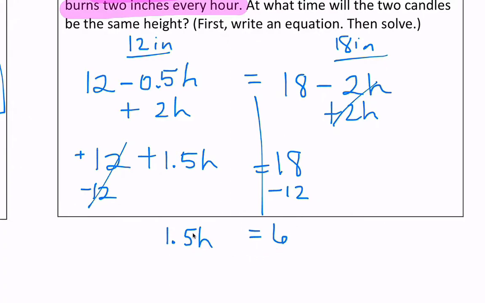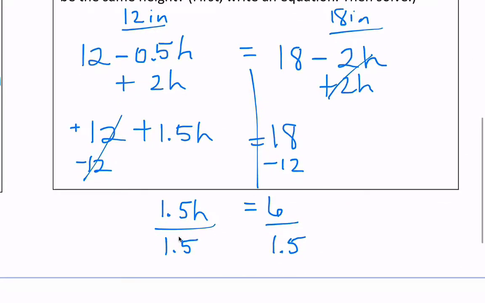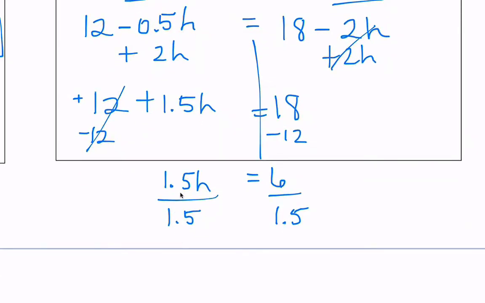All right, so to get h by itself, I get rid of this 1.5. Notice it's touching the h, which means multiply. The opposite of multiply is divide. I'm going to divide by this coefficient that I don't want, so divide by 1.5. What I do on one side, I do on the other. This 1.5 on top cancels the 1.5 on bottom, so the h falls down. On the other side, 6 divided by 1.5 comes out to be 4.